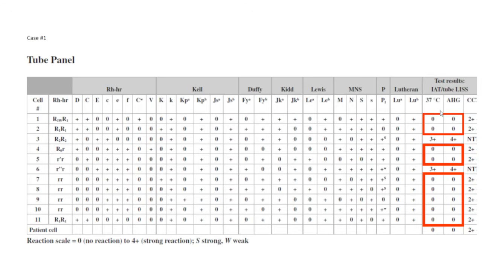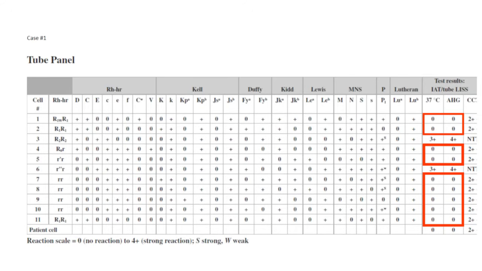So in other words, because the patient's plasma did not react with cell number 1, we can see that Lutheran B antigen is present on this cell. Therefore, whatever antibody is present in cells number 3 and 6 is not due to an alloantibody to the Lutheran B antigen, so we could cross it off, right? However, we do have to pay attention to dosage effect.